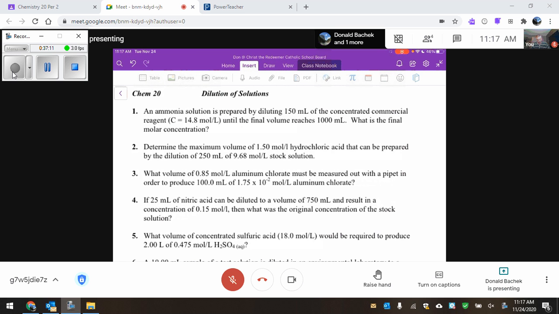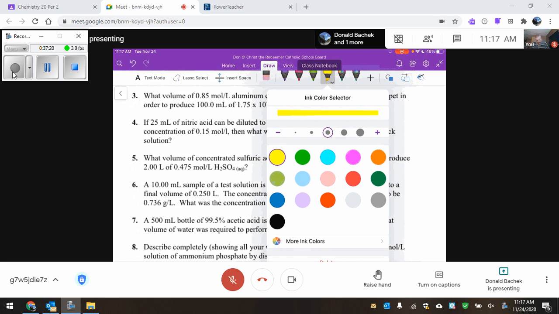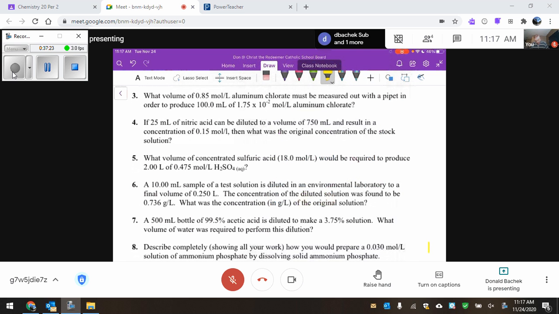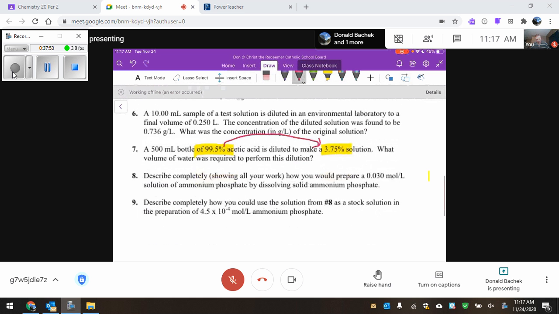Even if you look here, for example, this one says, hey, I've got 99.5%, and I'm going to make it 3.75%. Even if I did that, that's still fine. It's still a concentration, and it's still getting weaker. So I'm going from 99.5% to 3.75%. Remember, percent, grams per 100, they cancel anyway, so it doesn't matter what the units are. It's a comparison formula as long as the units are the same. That's the key here: the units have to be the same.